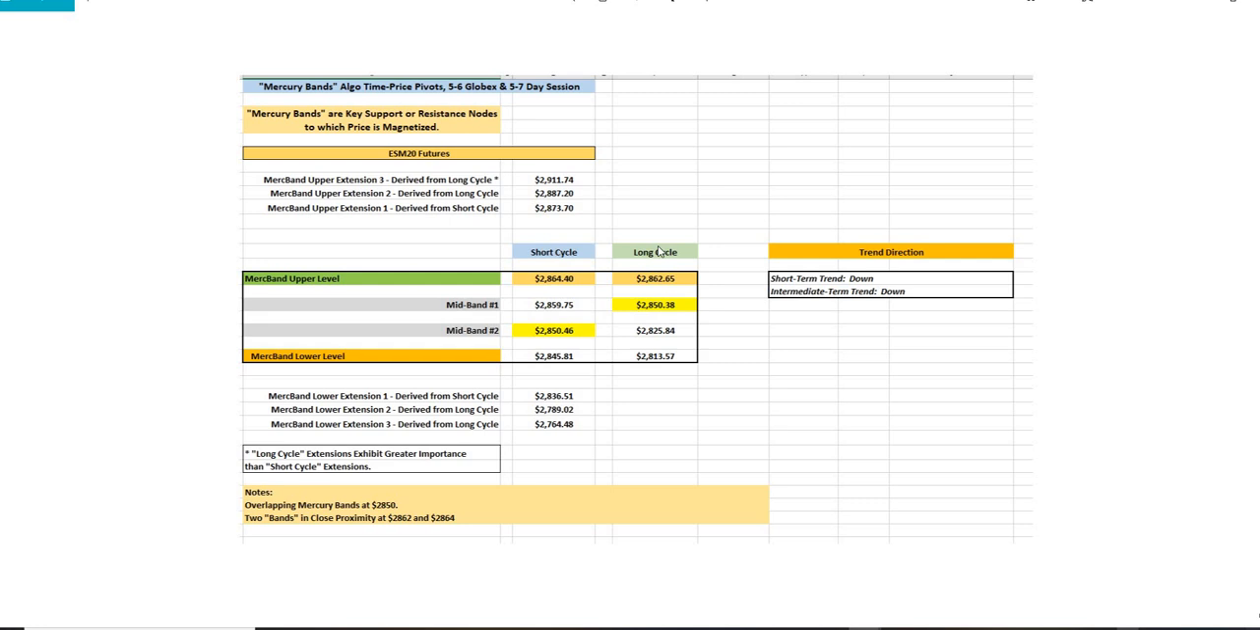There's a short cycle and a long cycle. Now, even the short cycle is many days. The long cycle just happens to be many more days. In the core of it are these 8 pivots. You've got an upper level, a lower level, and 2 mid-bands. And so that gives you 4 short cycle pivots. It gives you 2 long cycle pivots.